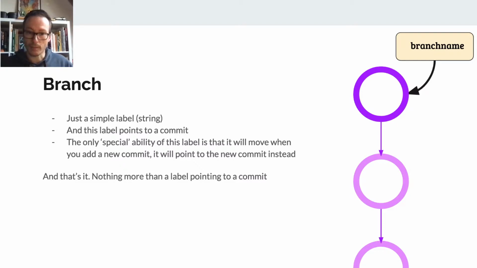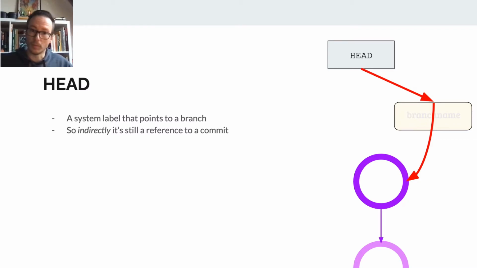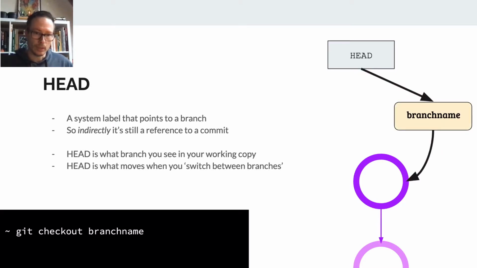So if you have multiple branches pointing to the same commit, how does Git know what branch to move when you do a new commit? Well, that leads us to the next thing, the head. So the head is a system label that points to a specific commit. Indirectly it points to a commit, since it points to a branch and a branch points to a commit. And the head is what branch you see in your working copy. So the head is also what moves around when you switch between branches. So if you check out a branch, you move the head.